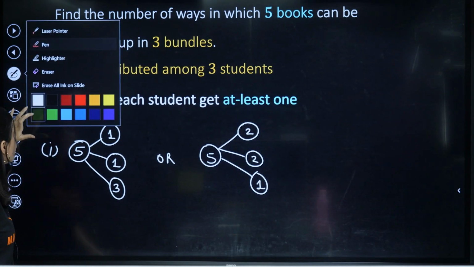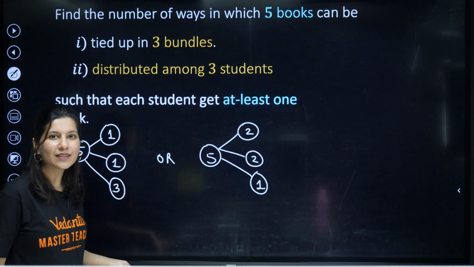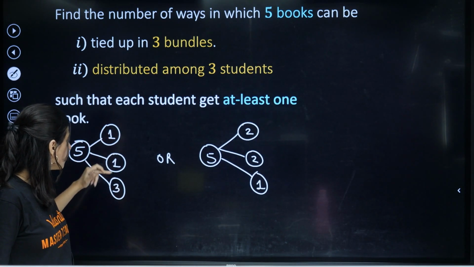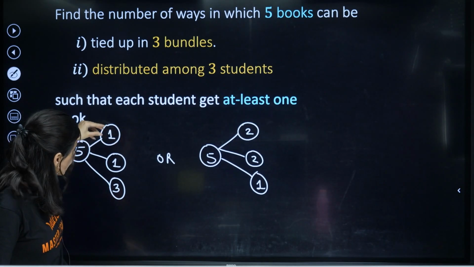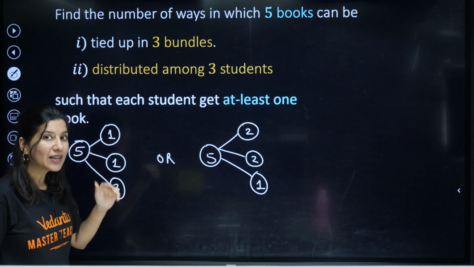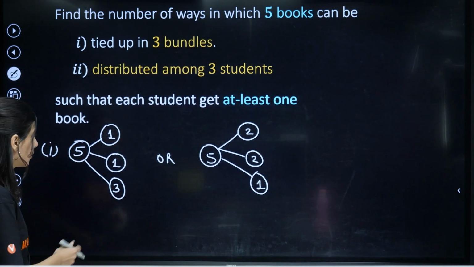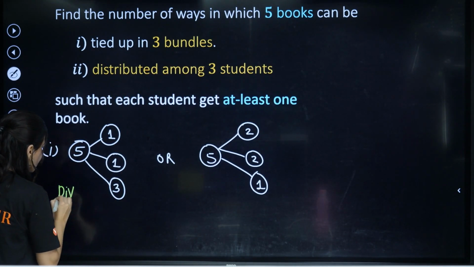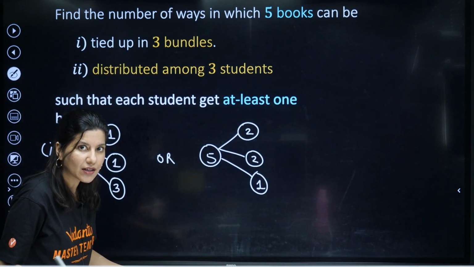Because if you say, ma'am, okay, 0, you can keep one bundle as 0, but that won't be a bundle, no? For example, if you make it 0, 3, 2, 0, that means actually this is nothing. So you're making 2 bundles only. No, but they are clearly saying that they want 3 bundles, okay? So now, first of all, division. And in the first part, they are only talking about division. Division means creating bundles, that's it.